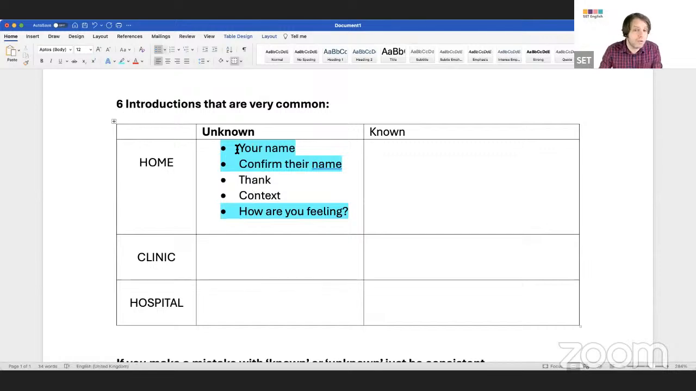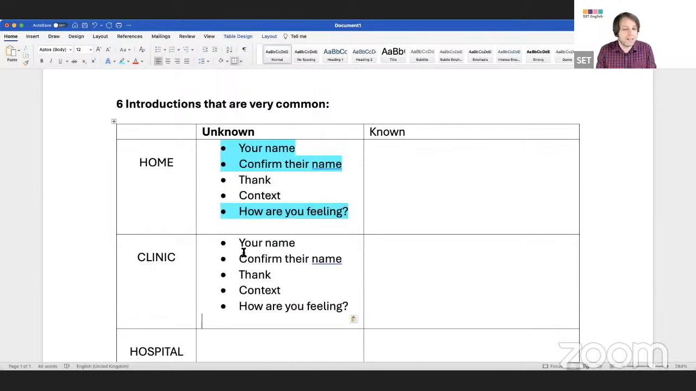So this is what we studied on Monday. Hi, my name's Alan. I'm one of the nurses from your local GP clinic. Can I just confirm your name, please? Okay. And may I call you Jane? Fantastic. So thank you for inviting me into your home, Jane. I'm aware that you've been having problems recently with your medication. So how are you feeling at the moment? Okay, so that's what we've been practicing this week. What about a clinic? Do I do exactly the same thing in a clinic?